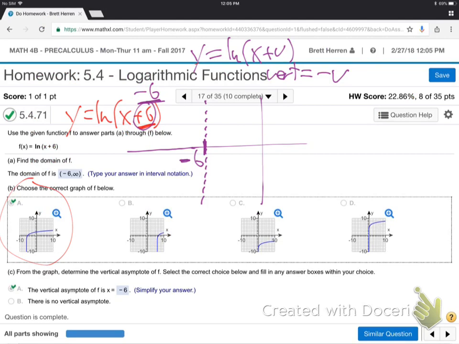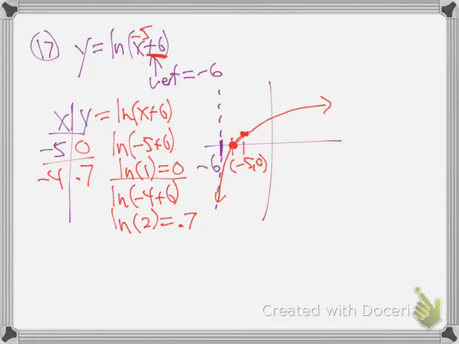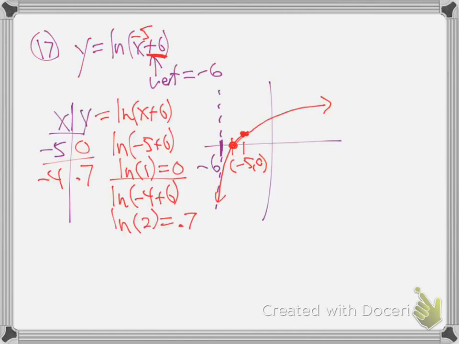Now, let's go on to part B. From the graph, determine the vertical. Yeah, we've already got the vertical. X is -6. So that's obvious. Now that we have this graph, we want to find the inverse function. Let's do that. I'm going to go to a fresh screen on this one. So y equals natural log of x plus 6.